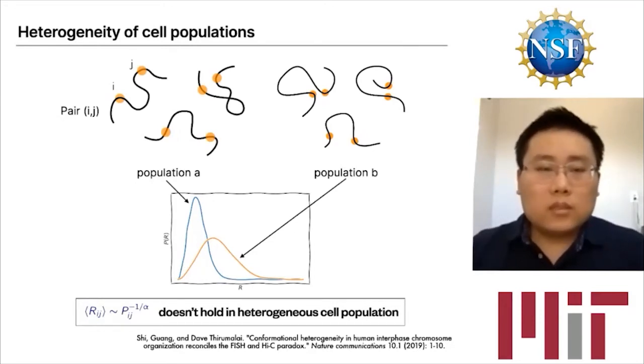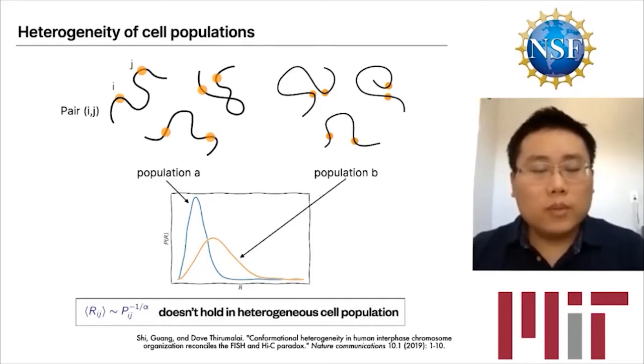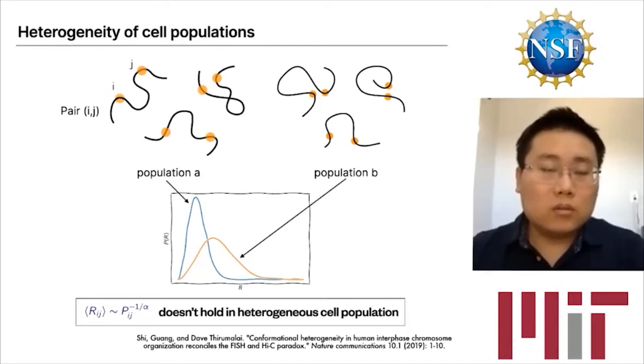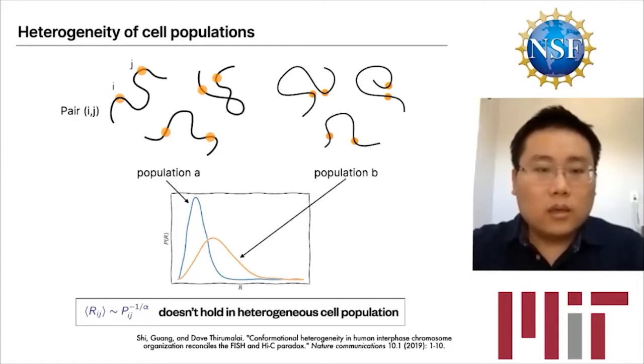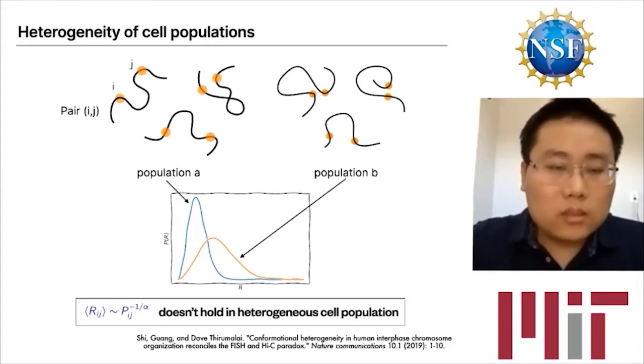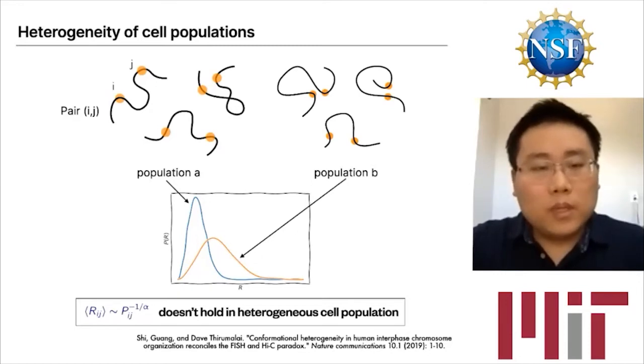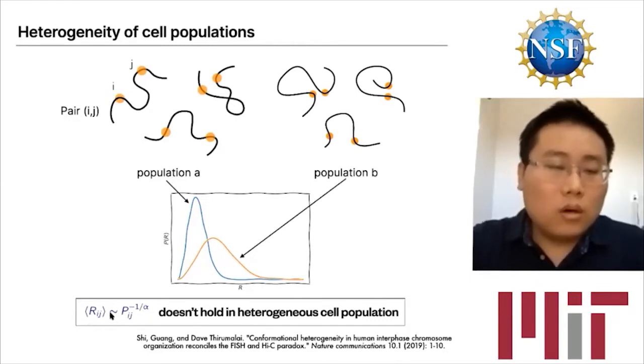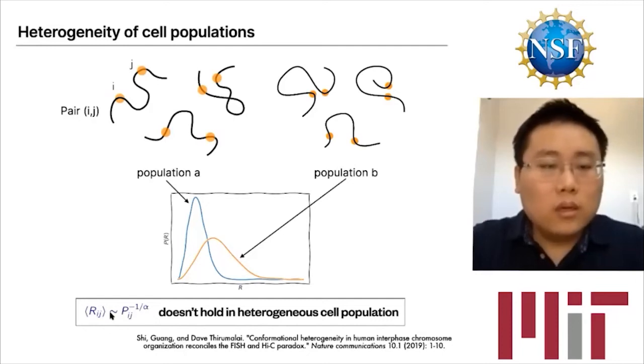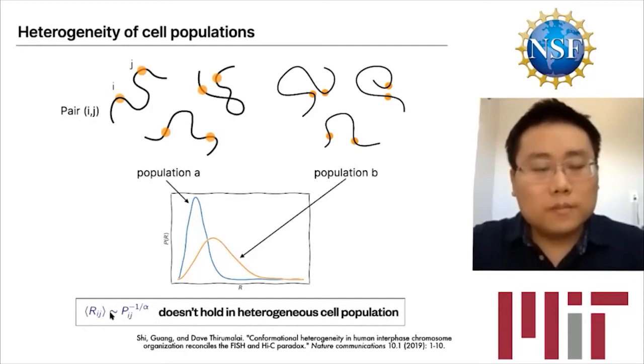Here, this is an example where there are two sub-populations, A and B, among the ensemble cells in the HiC experiment. So in population A, the distribution of the distance between two loci, i and j, is given by the blue curve. And the yellow curve is the same distribution, but for population B. Within each subpopulation, the power law relation between Rij and Pij still holds. However, if you look at the whole population, this power law relation does not hold anymore.